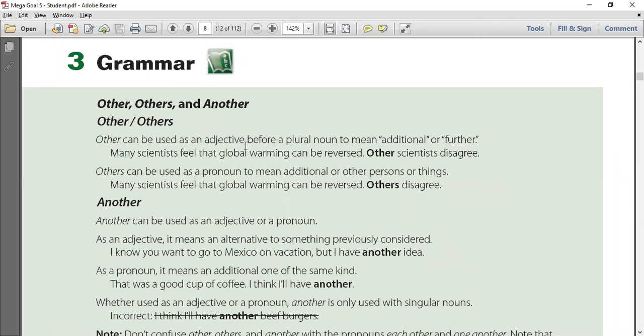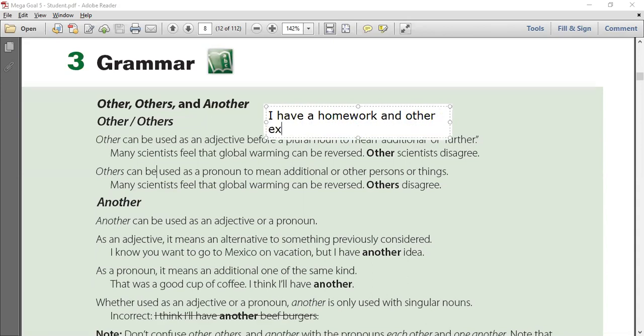Other can be used as an adjective before a plural noun to mean additional. How is that? Now, for example, I can say other books. Pay attention, it should be plural after other. Other students, other exams. So always after other, you're going to have the noun as a plural noun. And what does that mean? It means that it's additional. So I have homework today and other exams.